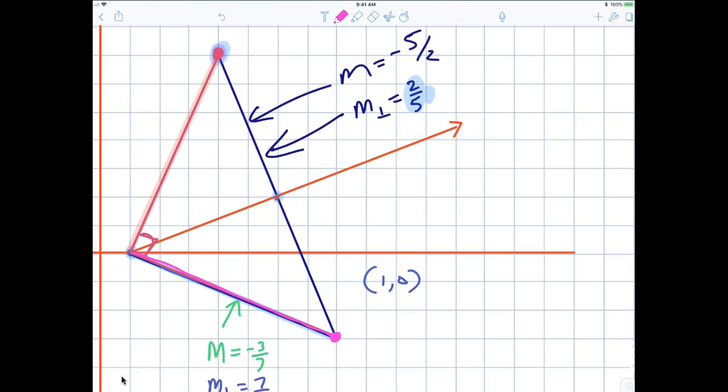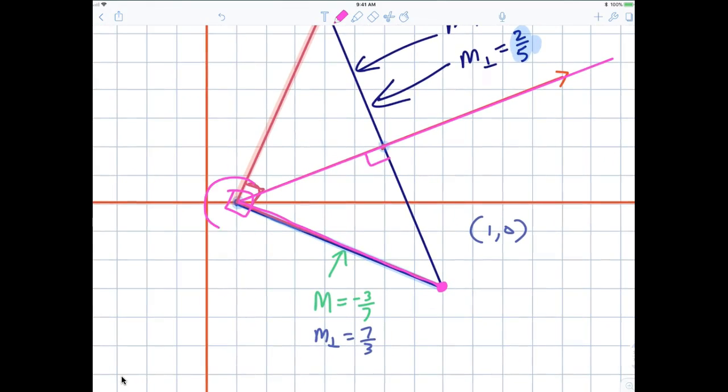What is the orange line called? This one right here? That's just the altitude. Let me make sure I'm clear. It's called the altitude or the height because from the vertex, it is perpendicular to the opposite side. So the orthocenter is where all three of those lines intersect.